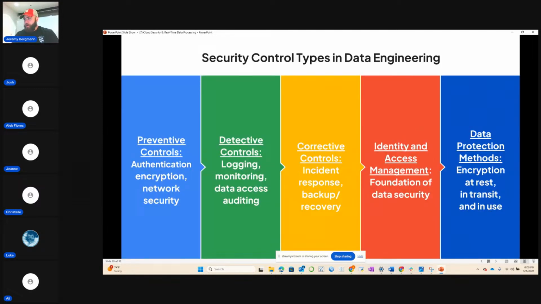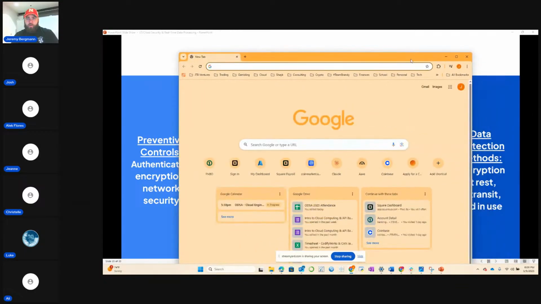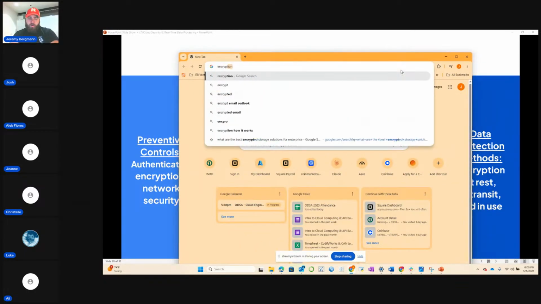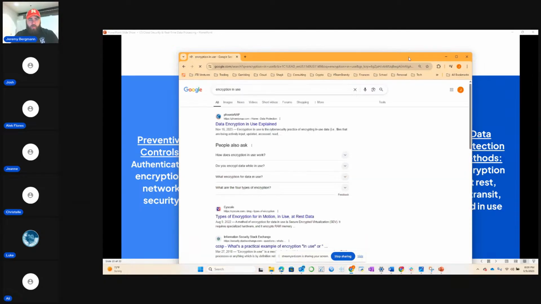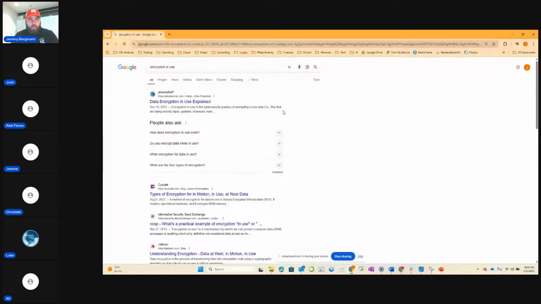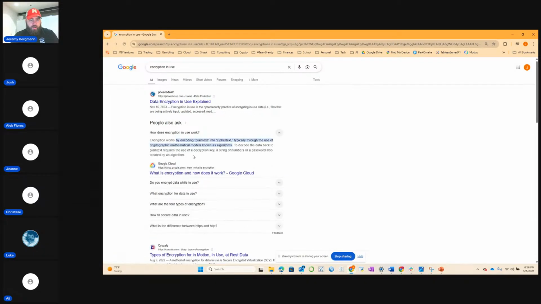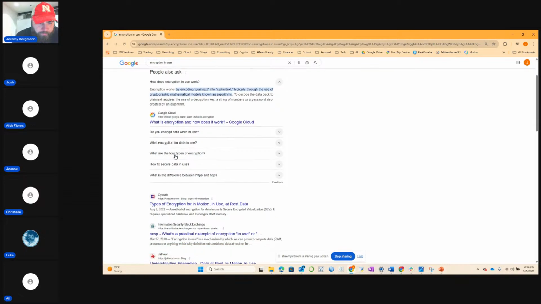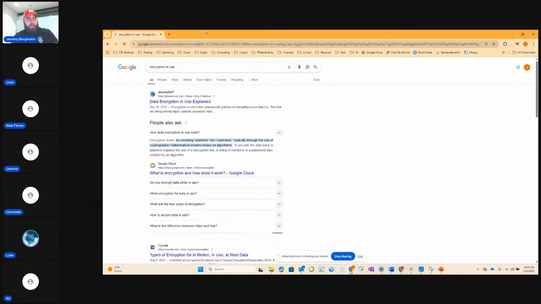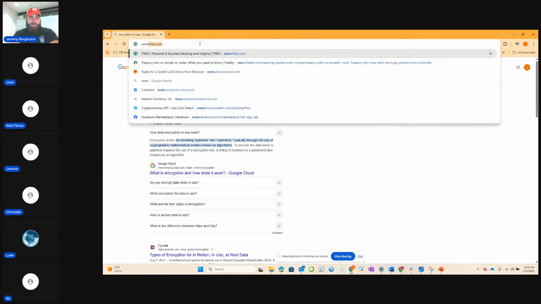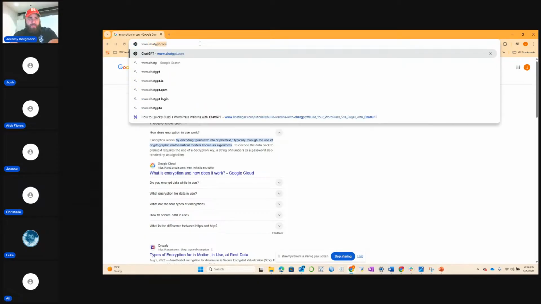I'm actually interested enough to bring it up on my web browser. Okay, how does encryption, okay. Encryption works by encoding plain text into ciphertext, so that's encrypting it, and that doesn't tell us a whole lot. I hate these definitions. So we'll go to ChatGPT.